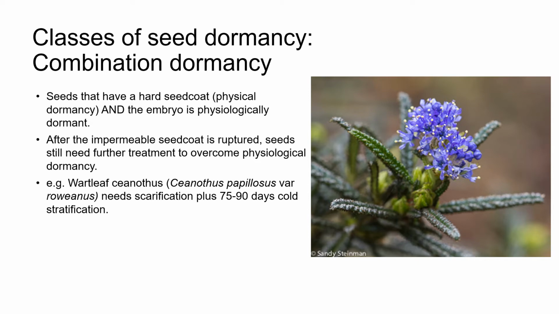An example of this is the plant that's pictured here on the right. This is one of our locally native Ceanothus species, and you can see this in the wild if you go hiking up at Quail Hollow County Park. This is Ceanothus papillosus, variety Roweanus, the wart-leaf Ceanothus. And seed of this Ceanothus needs scarification to remove the physical dormancy, followed by between 75 and 90 days of cold stratification in the fridge.